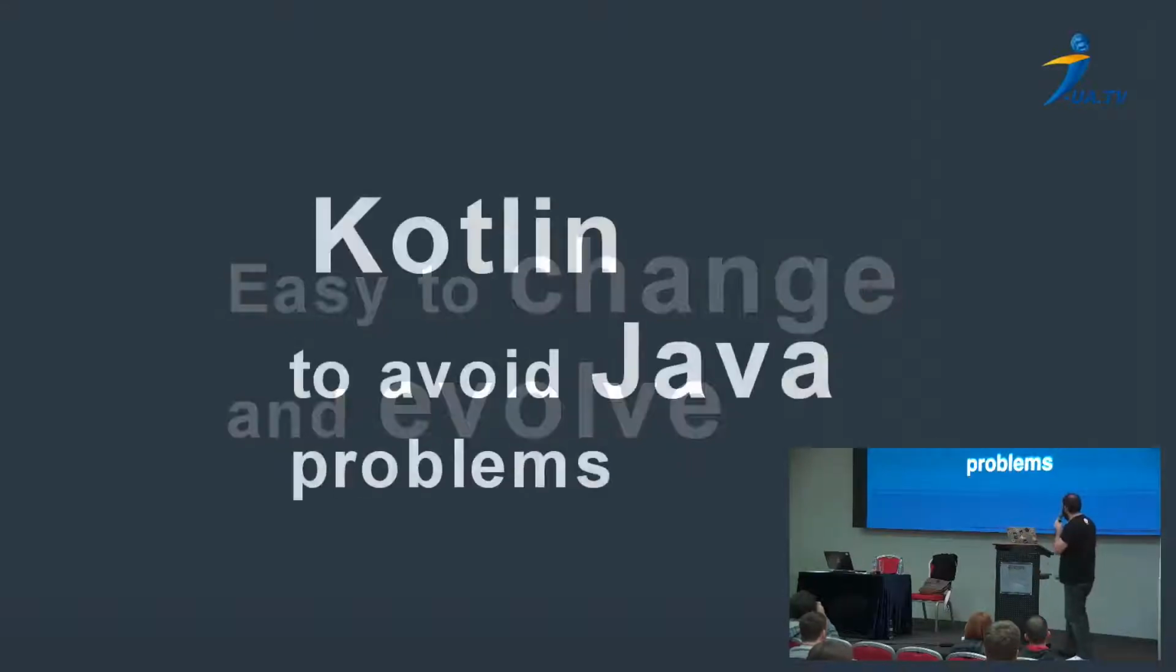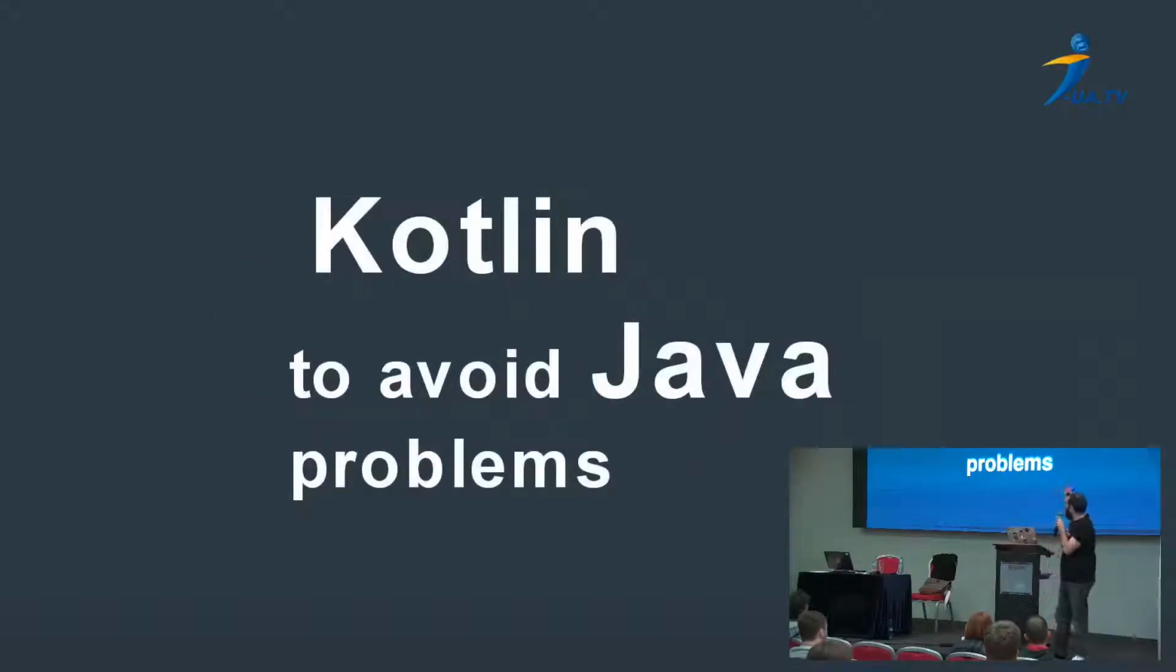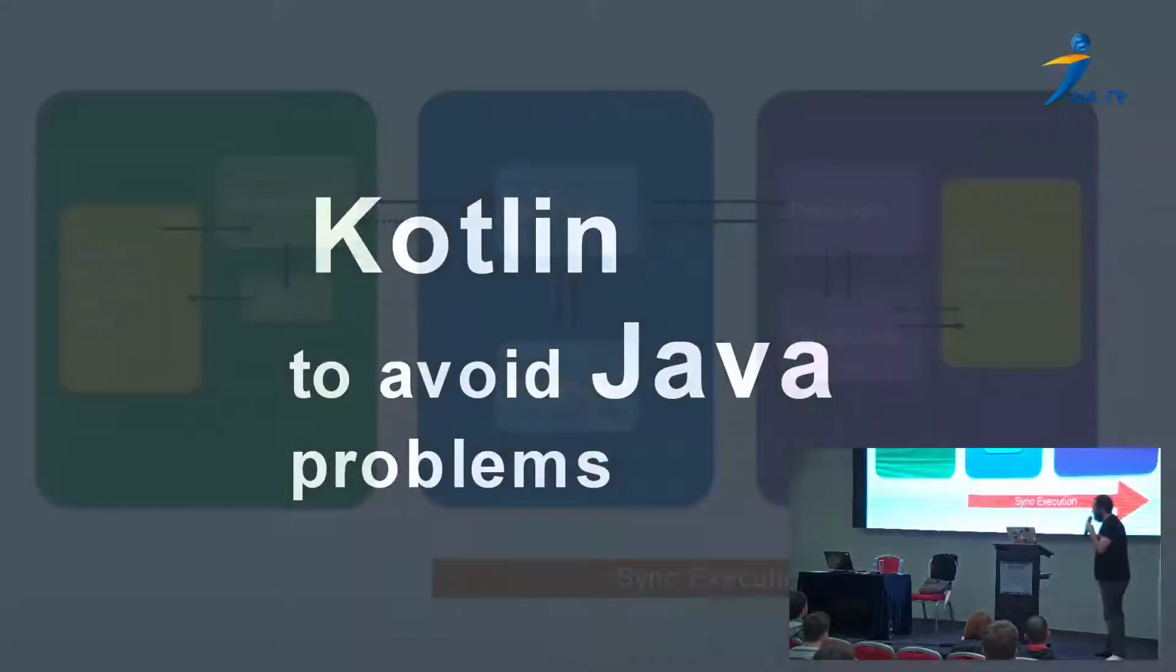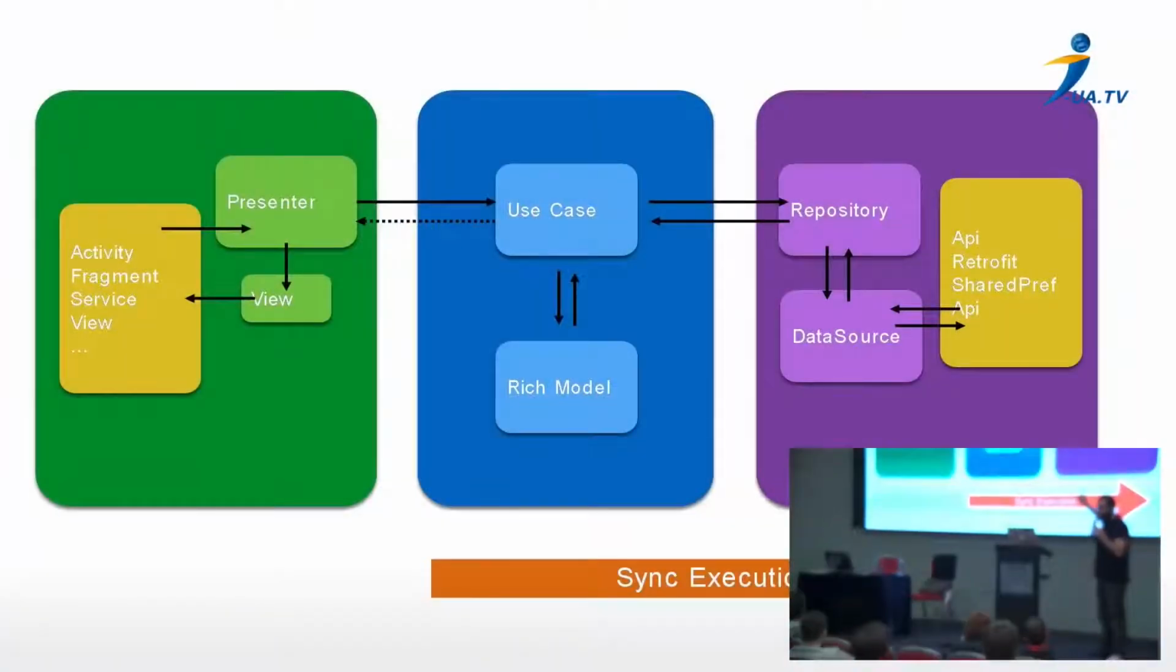And the last one: we are going to use Kotlin because Java has some problems that we can't resolve. It has limitations, and we need to create crappy code to try to work around those limitations. We are going to check some of these limitations in this talk, and see how Kotlin fixes them.